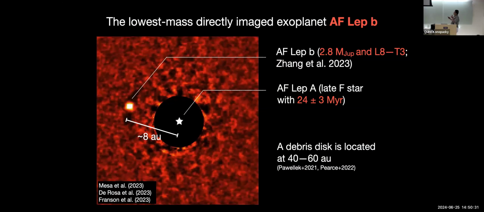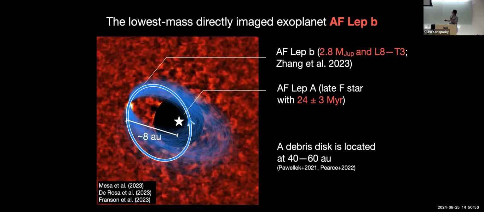So AF Lab is a newly discovered directly imaged exoplanet. The discovery was made last year by 3 different groups, and one of the groups is led by Carl Franson, who is also here. And this planet has a really low mass, and the whole system is in the Beta Pic moving group, so it's pretty young.